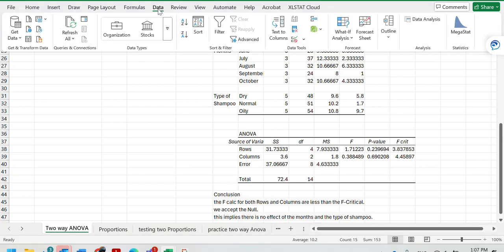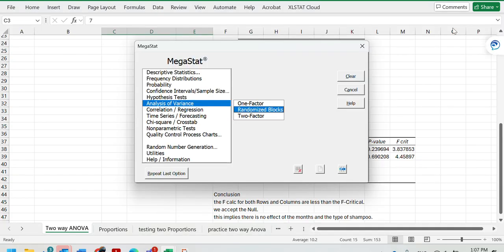So let's go to Data, Megastat, Analysis of Variance. We did one factor, now randomized blocks. In analysis of variance, choose randomized blocks. We are just assuming that we have collected the data and assuming all of them are random. We have not specifically performed the experiment for each factor.